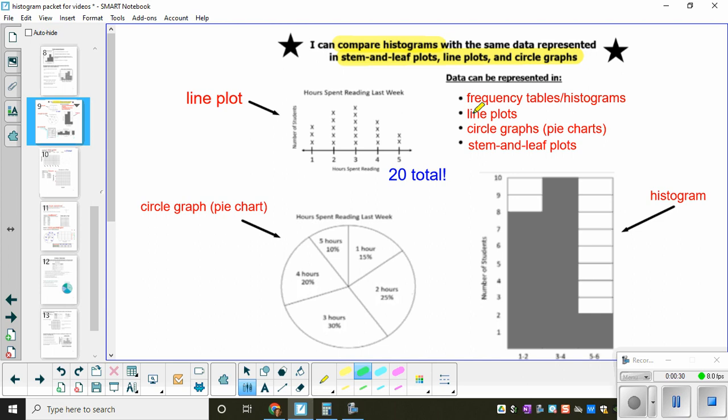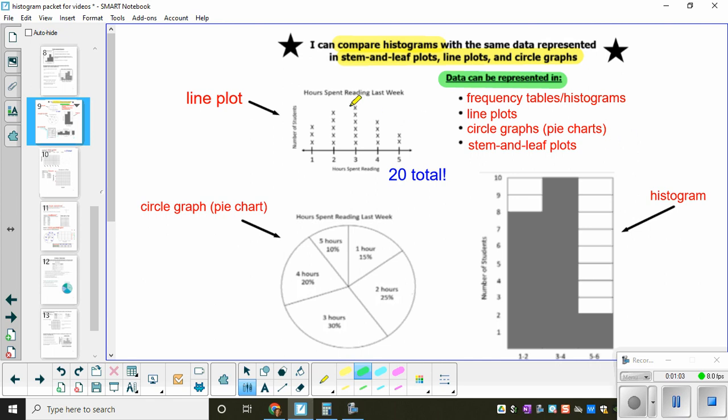So go ahead and be taking notes right here. In the bulleted points, so far we've been talking about how data can be represented in frequency tables and histograms. That's what the unit's been about so far. Today we're going to be comparing the data that's given in a line plot, circle graphs, and stem and leaf plots. The data that we're going to be looking at can be represented in all these different types of graphs. You'll notice that sometimes we call them plots, sometimes charts, sometimes tables, but these are all the different ways that we can represent data, okay?